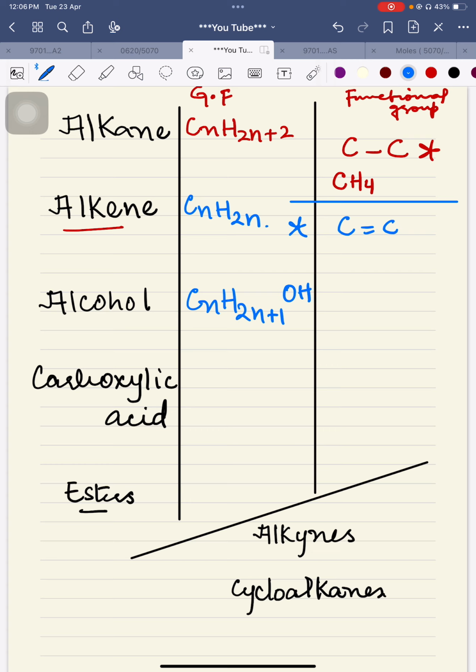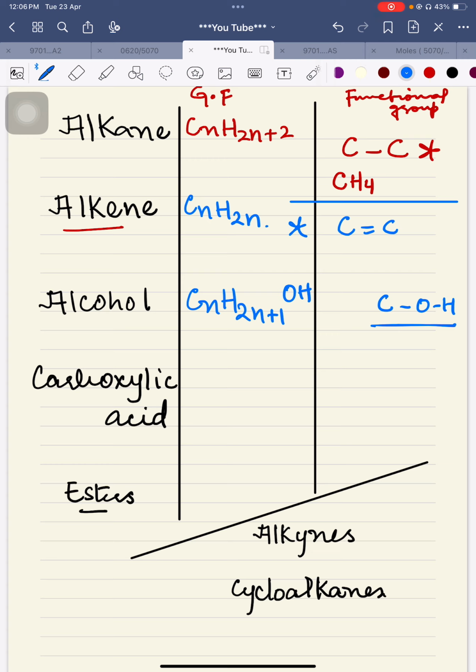And what is the functional group? This carbon-OH connectivity is responsible for all the chemical reactions of the alcohols family. Remember this thing, that this is the functional group for all the alcohols family.